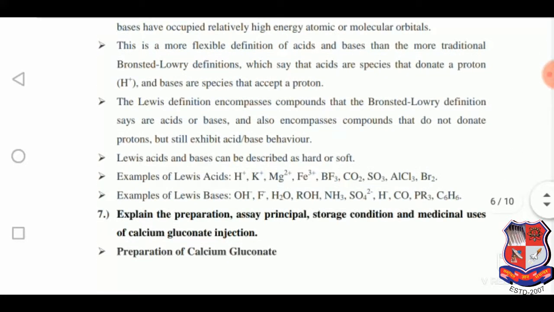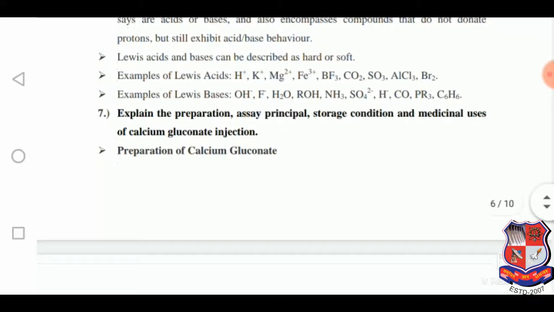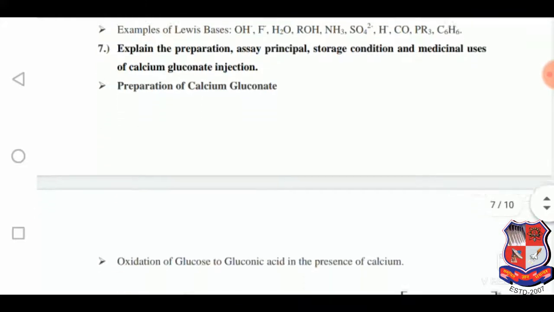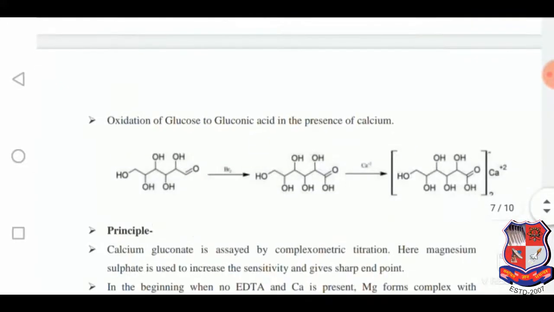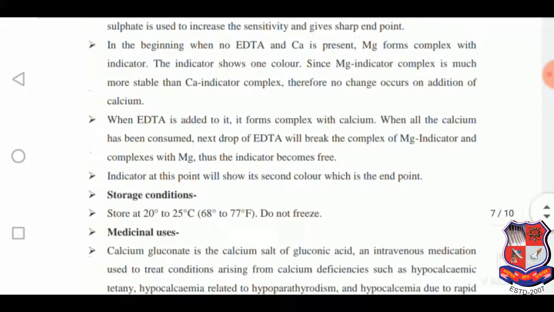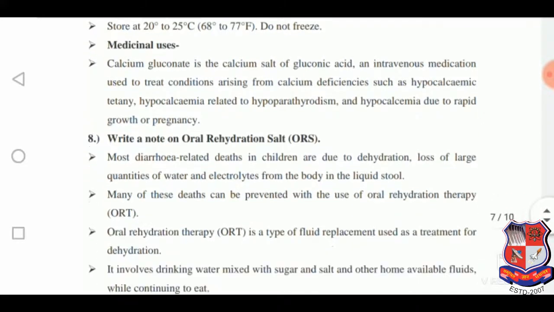Examples of Lewis acids are H+, K+ and various cations, and Lewis bases are various anions like OH-, F-. Next question: explain the preparation, assay principle, storage condition and medicinal uses of calcium gluconate injection. Here is the preparation of calcium gluconate with the chemical reaction, the principle involved in that, storage condition and medicinal uses. It is used in intravenous medications to treat conditions arising from calcium deficiency such as hypocalcemia.